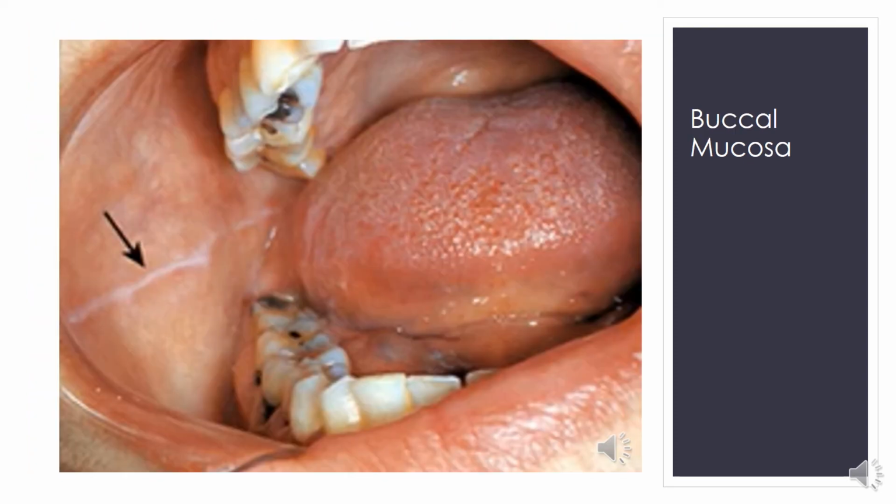In this slide, it's going to be very short, but the arrow that it's pointing at is called the linea alba, and above that, a little bulbous gland called the parotid papilla, and the Stenson's duct is above that line, and it's on both sides of the buccal mucosa.